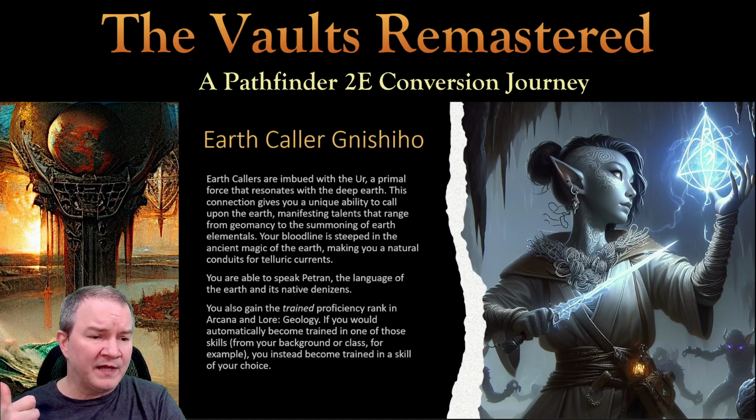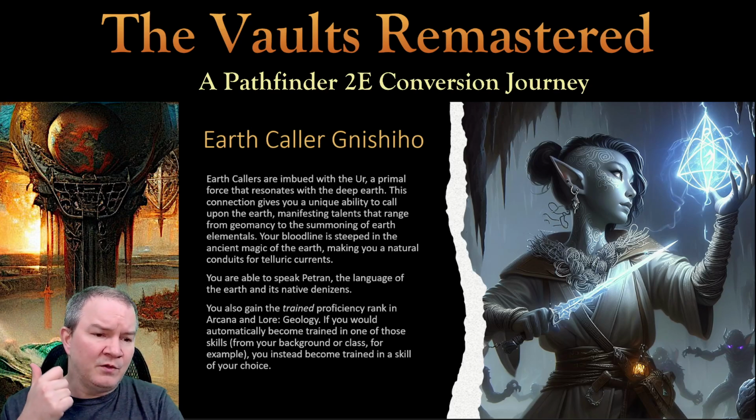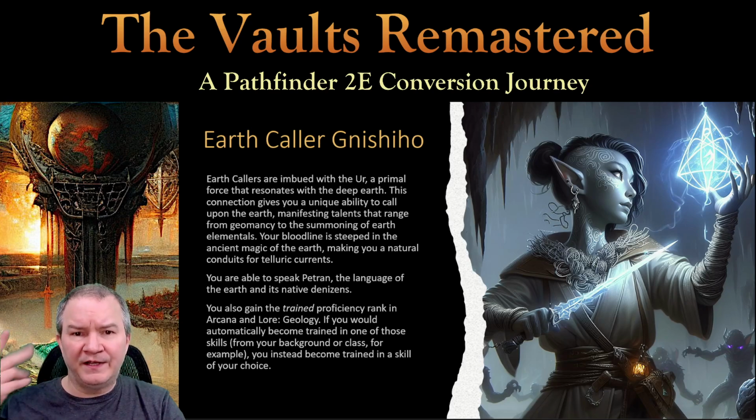And then you also gain the trained proficiency rank in Arcana and Lore Geology. So you get 2 skill proficiencies here, training. If you would automatically become trained in one of those skills from your background, your class, or what have you, you instead become trained in a skill of your choice. So you get a language and 2 training proficiencies and some skills because you're just very knowledgeable of the earth and its magic.